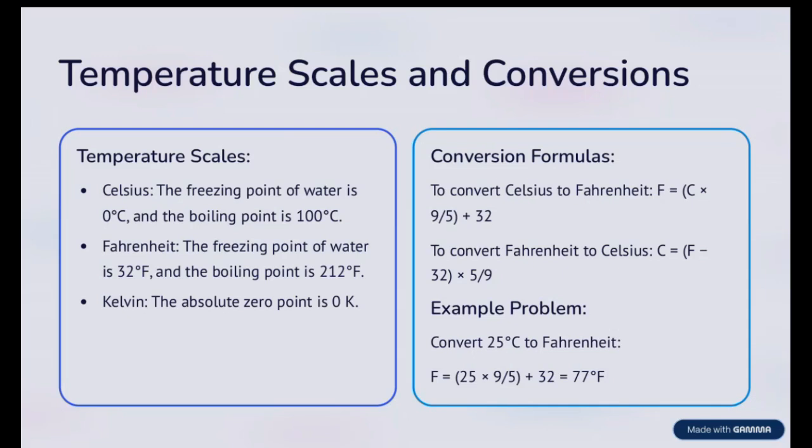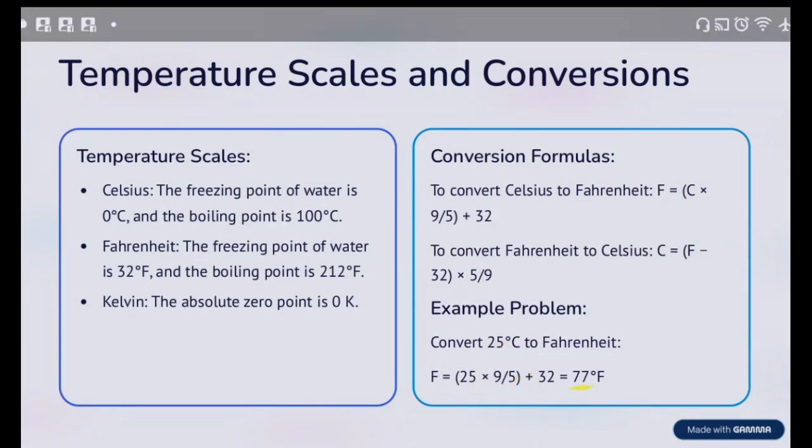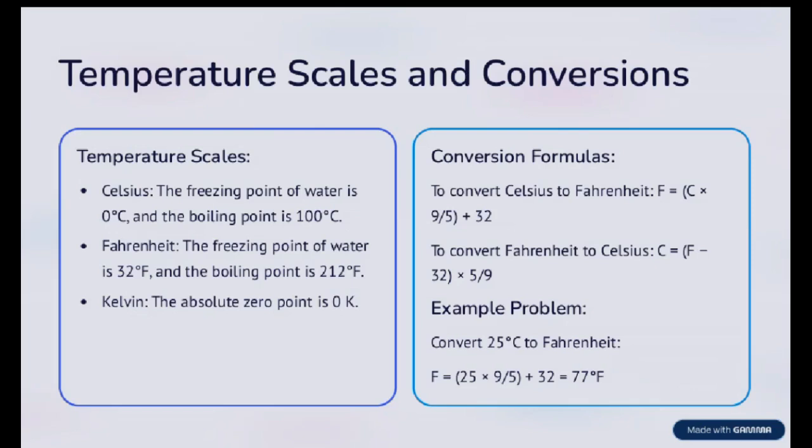So let's go into the example straight away. We have: convert 25 degrees Celsius to Fahrenheit. So now they gave us Celsius, so we should convert it to Fahrenheit. We'll use this formula. We'll put in our Celsius value as C, then just by putting that into this formula, we'll solve this by using our calculator. 25 times 9/5 plus 32 gives us our final answer as 77 degrees Fahrenheit. 77 degrees Fahrenheit will be our final answer.